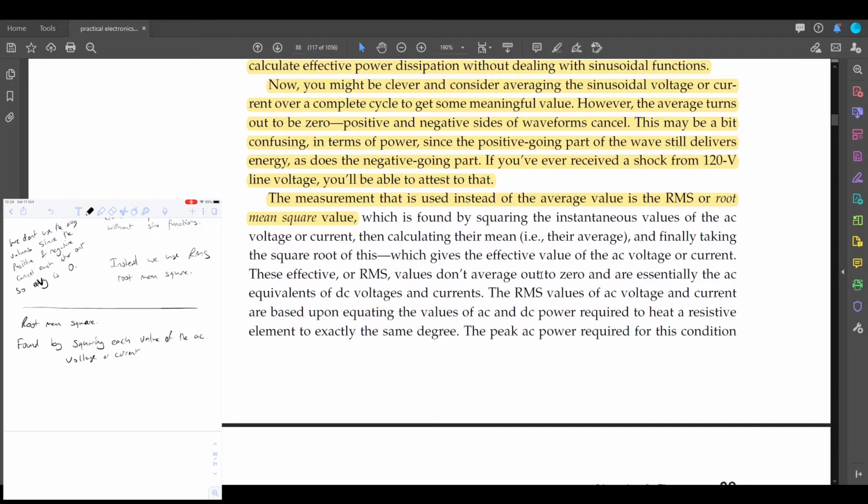Okay, so let me try and put this into a step by step thing. So it's found by, then what I can do is I could move this down here. I could go number 1, squaring each value.